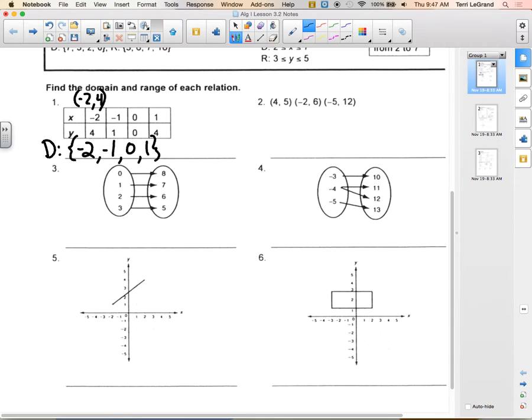Okay, how about the range then? Range is which values of the coordinates of the ordered pairs? The y values. So we're going to write the y values now, from least to greatest. So what would the range be for this one, Noah? 0, 1, 4.